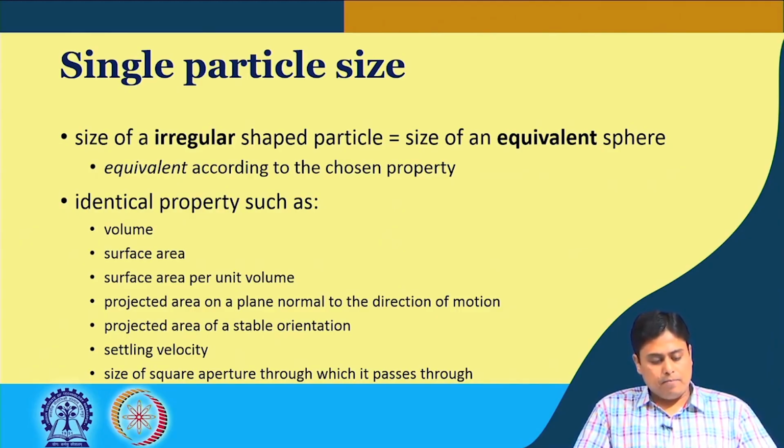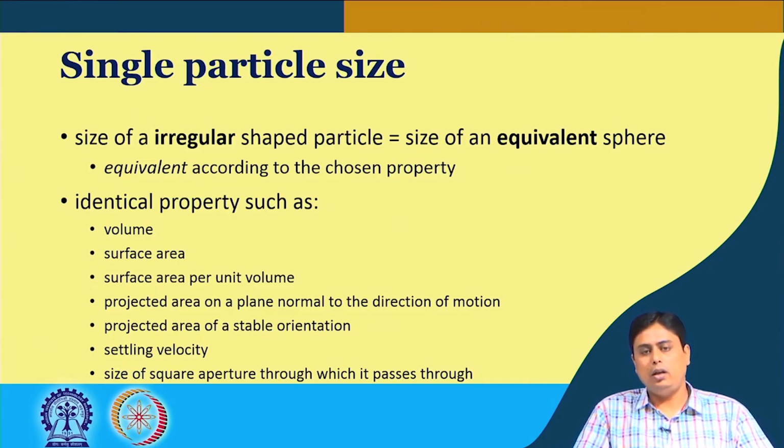And finally, another possibility can be the size of a square aperture through which it passes during the screening or sieving operation. How do we separate different size particles? We take them on a screen, we shake it or vibrate it, and then we separate different size particles through the overflow and the underflow. Now, the particles that go through that square aperture can be equated with a similar size sphere and then we find out its diameter.